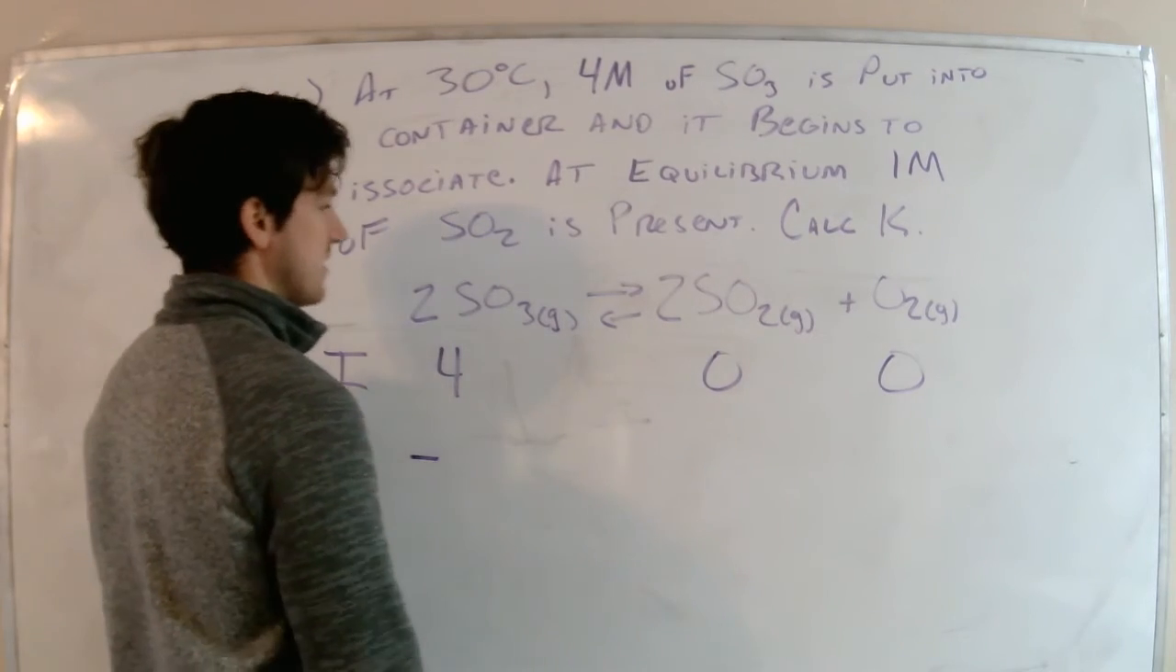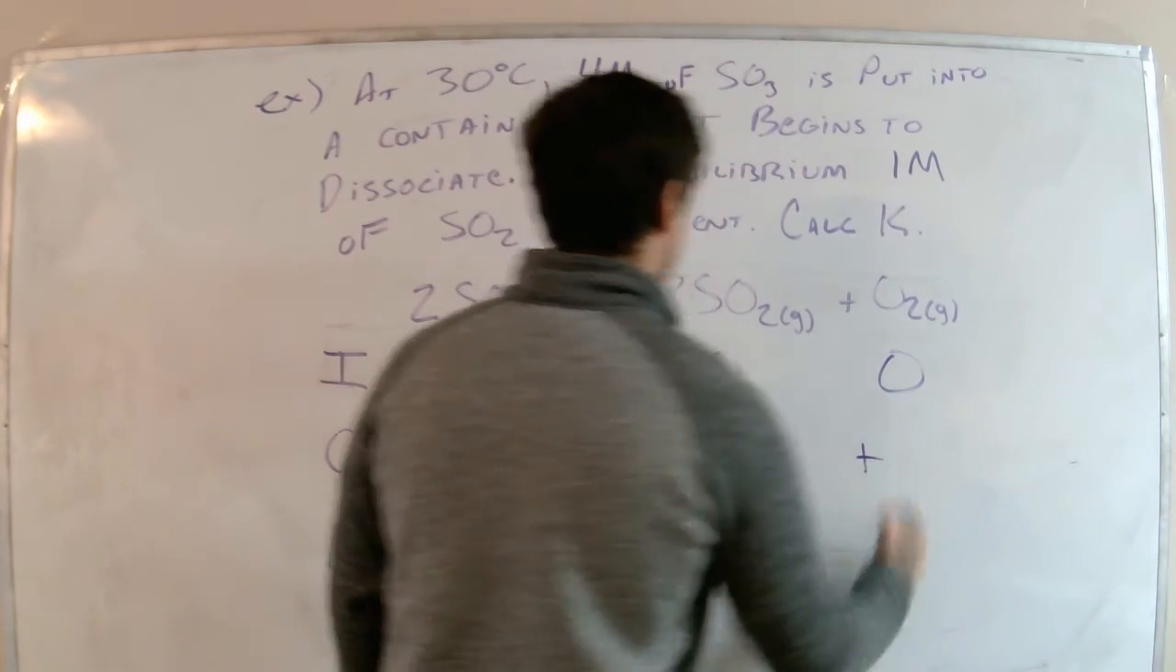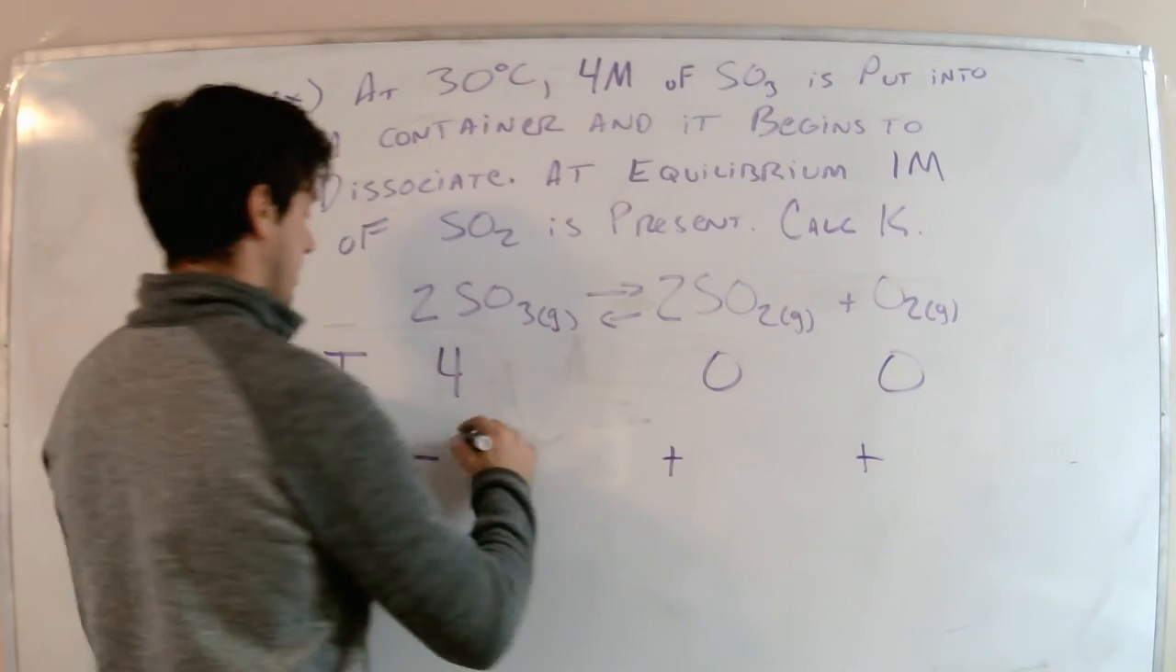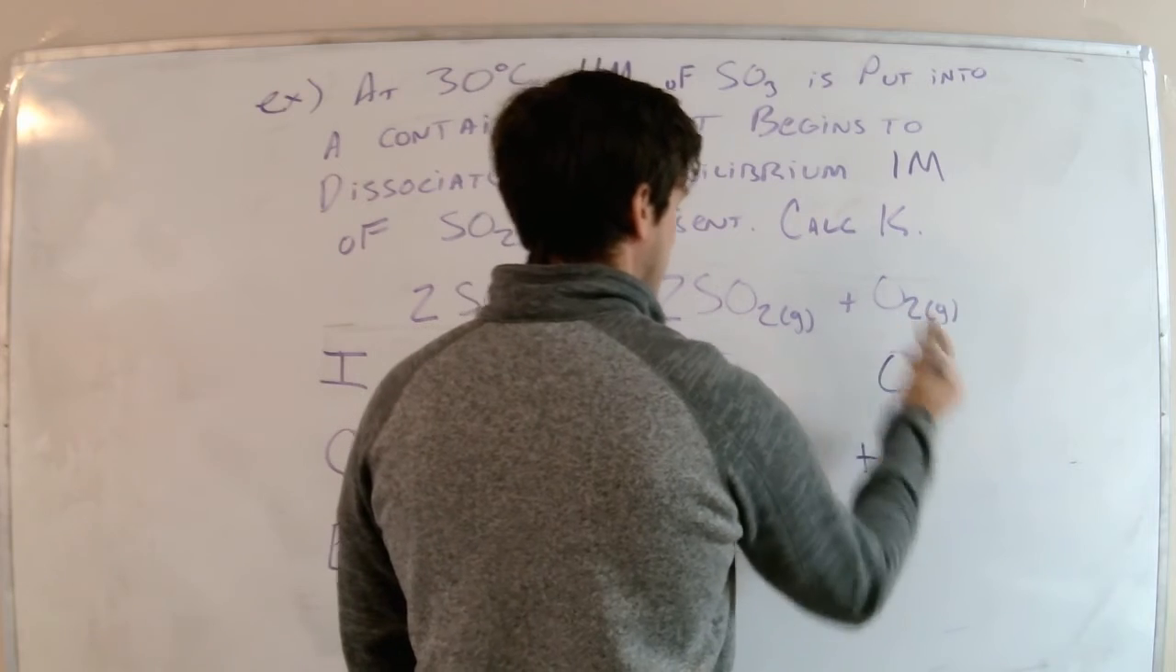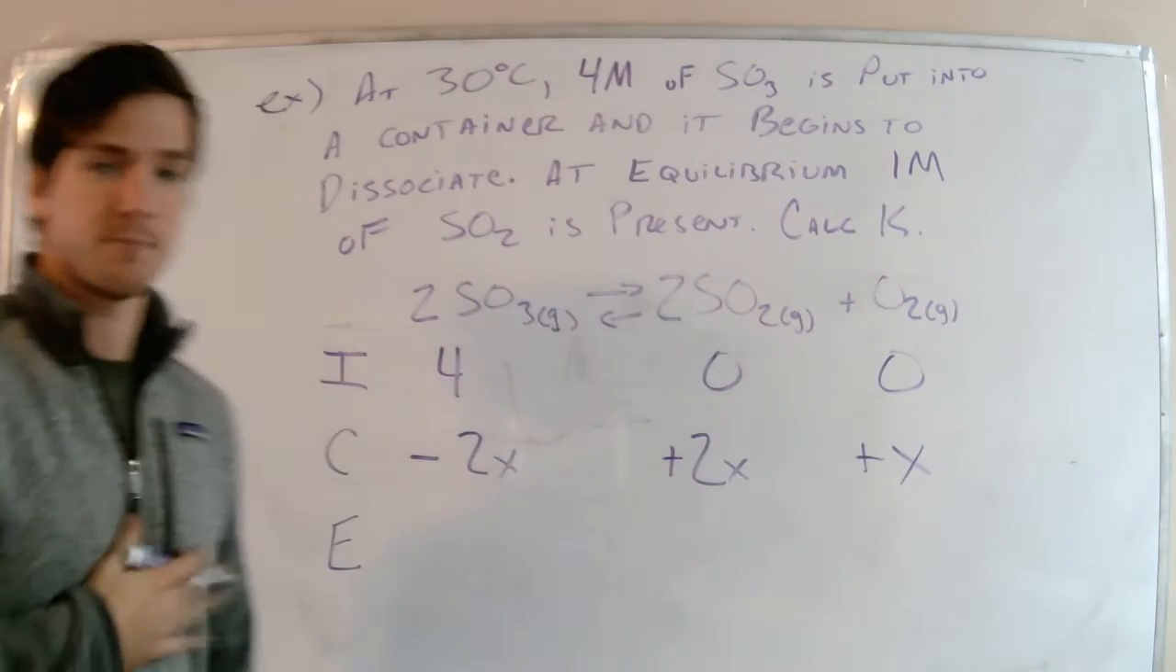Let's go ahead and find the change, right? Again, reactant side is negative, product side is positive. Since there's a 2 here, it's going to be 2x. 2 here, it's going to be 2x. And 1 here, so it's just going to be x.